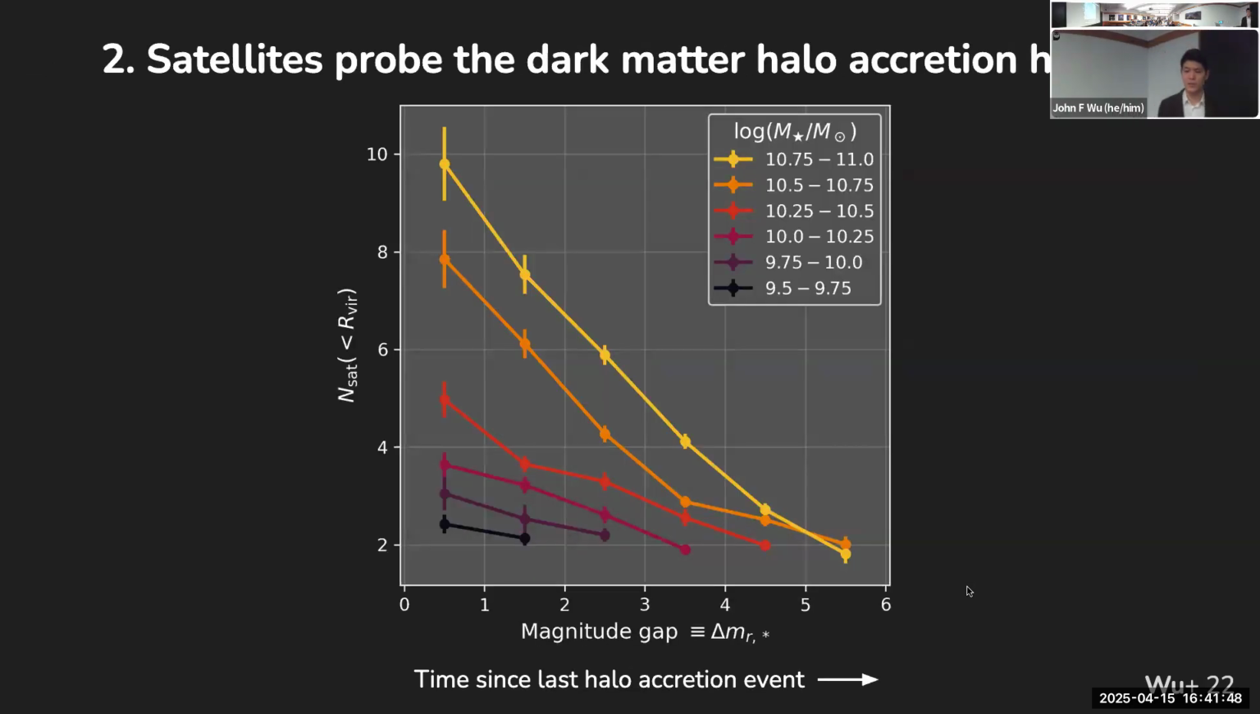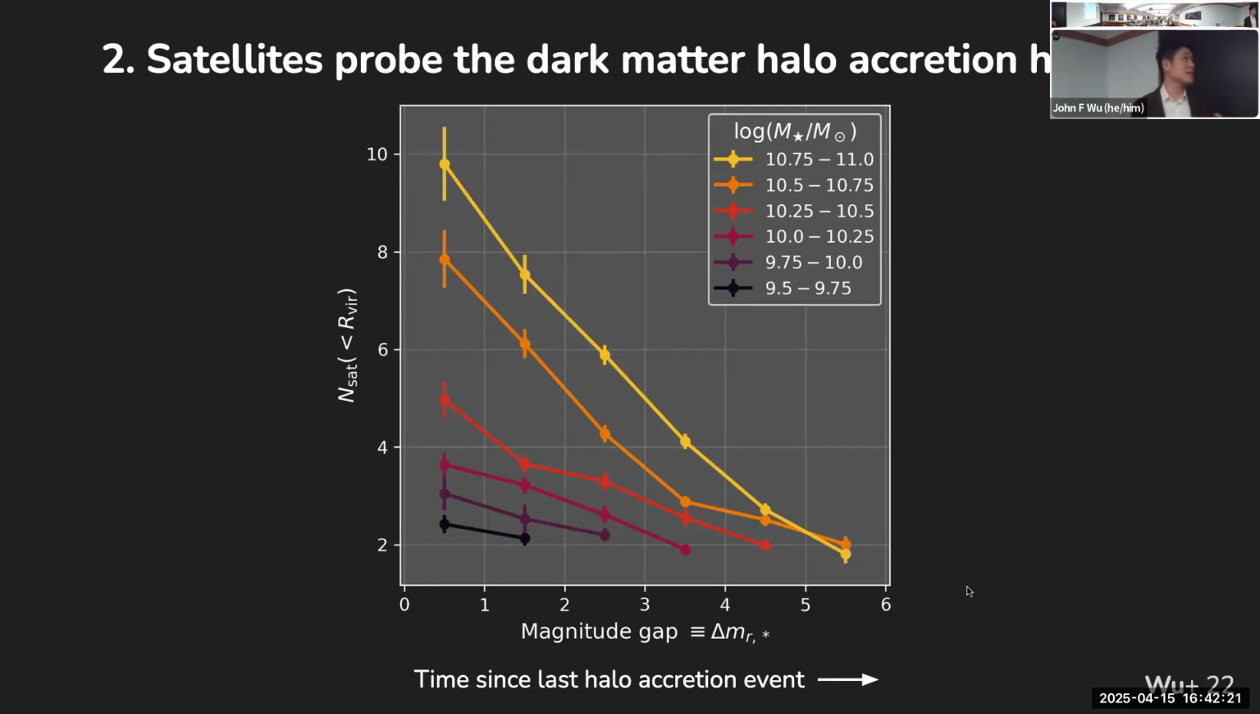Another interesting thing that we can probe is actually the dark matter halo accretion history. So looking at the magnitude gap on the x-axis here, this is the gap between the brightest satellite galaxy and the host galaxy. This is often used as a tracer of the last halo accretion event. As you have more time since the last accretion event, you end up destroying some of those satellites, and you end up widening that magnitude gap. And what you also expect to see is that the number of satellites will decrease as a function of that time since the last halo accretion event.